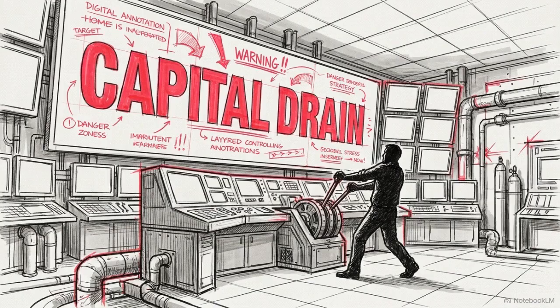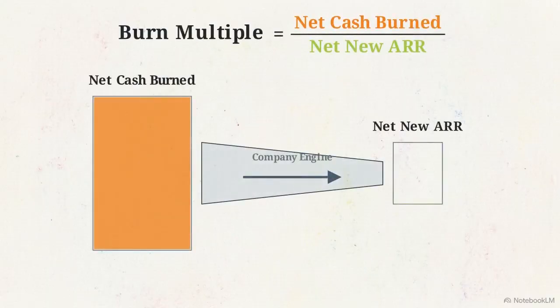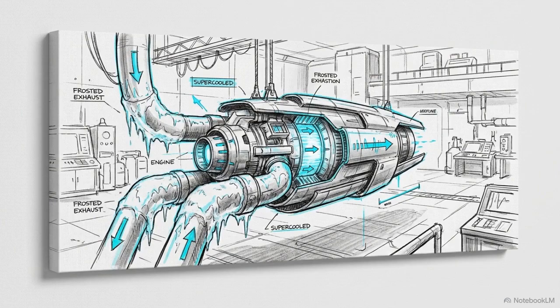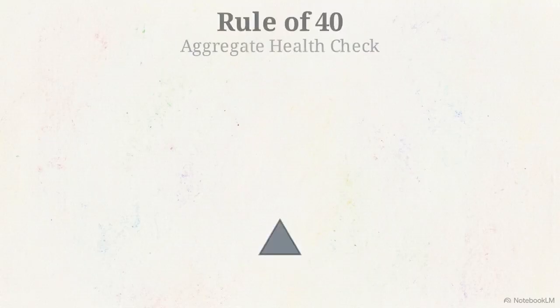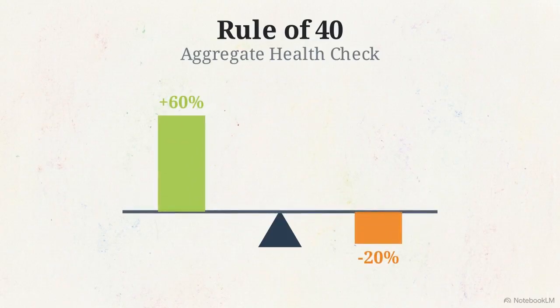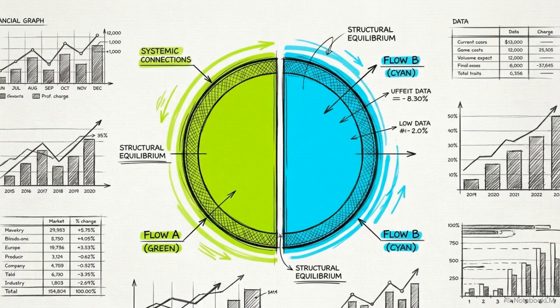As the business scales, individual unit economics consolidate into macro efficiency tests. The most rigorous of these is the burn multiple. The burn multiple measures exactly how much raw cash a company must burn to purchase a single dollar of net new recurring revenue. A lower multiple proves the engine is highly capital efficient. We also apply the Rule of 40, an aggregate health check that balances the company's growth rate percentage against its profit margin percentage. If the two numbers add up to 40 or more, the business maintains a sustainable equilibrium.